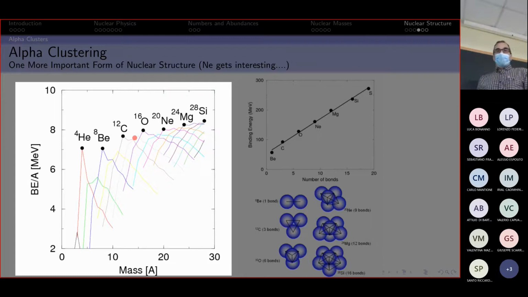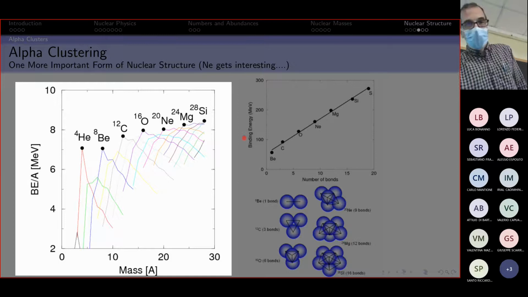This was studied pretty extensively by people all over the world, including the great scientist Ikeda, who I had a chance to work with in Japan for a little while. In fact, we'll look at one of his pictures here.